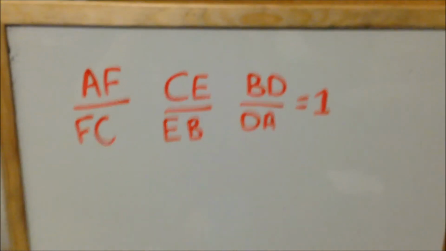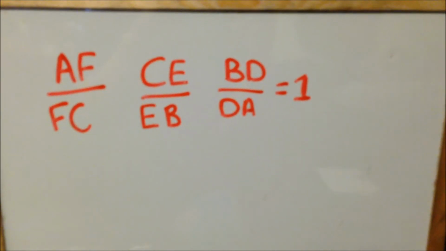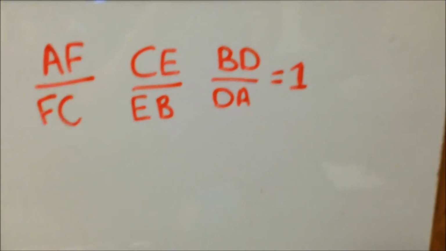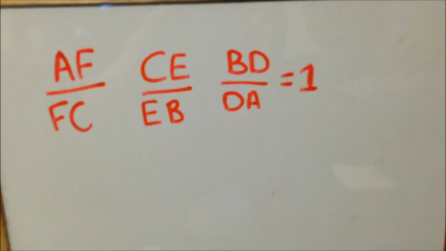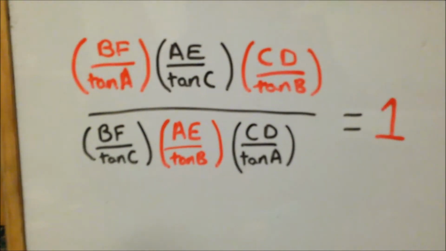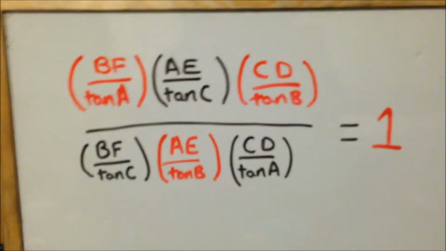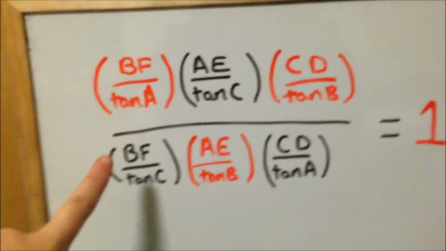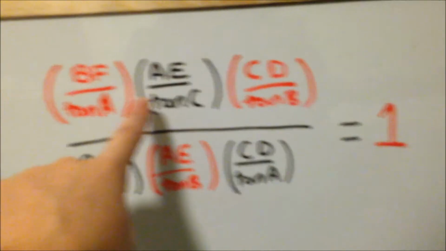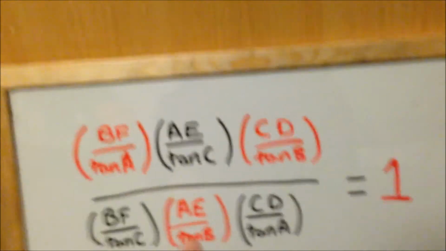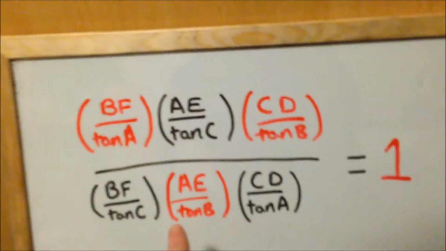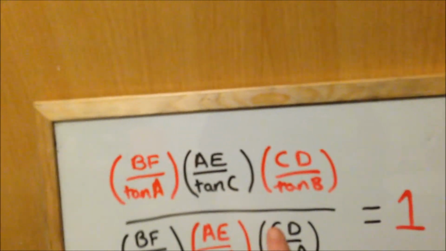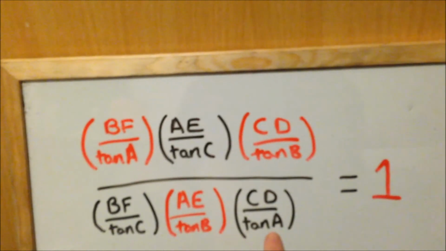We will then substitute the answers we have worked out into the formula AF over FC times CE over EB times BD over DA equals 1. For our workings, we are aware that AF equals BF over tan A and FC equals BF over tan C. We also know that CE equals AE over tan C, whilst EB equals AE over tan B. Finally, we know that BD equals CD over tan B, and DA equals CD over tan A.